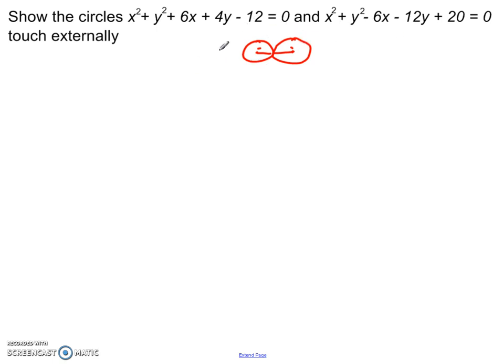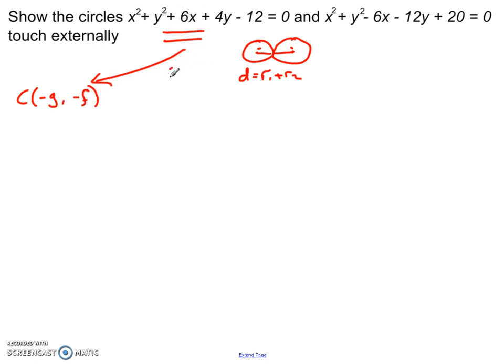So for both of them, I need to calculate the centre, I need to calculate the radius, and then look at the relationship I want here. So again, just to remind ourselves, we want distance equals R1 plus R2. So let's look at this circle first over here. Now remember we can get the centre C as given by negative g, negative f. Think back to when we looked at the general equation of a circle.